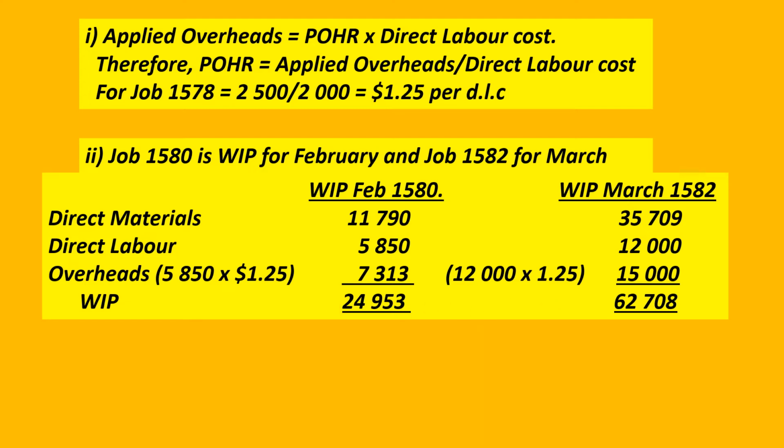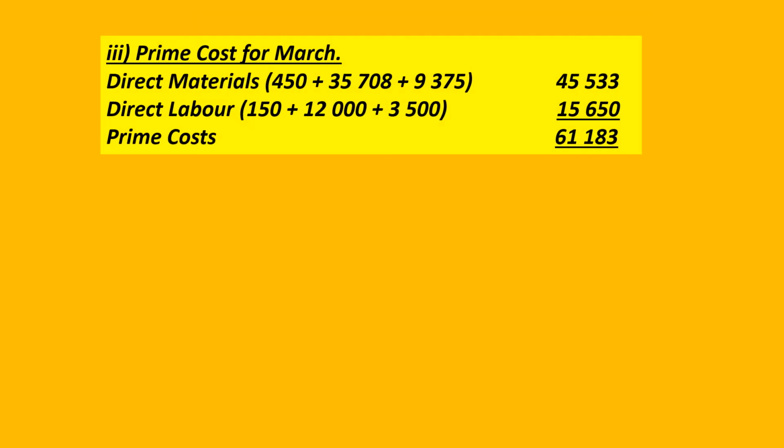Okay, and that's the other part of it. Prime cost for March. Prime cost is equal to the direct materials and the direct labor. So we take the direct materials for all the jobs, add them together, and the direct labor, add them together, and then we add the two, we'll get the prime cost.